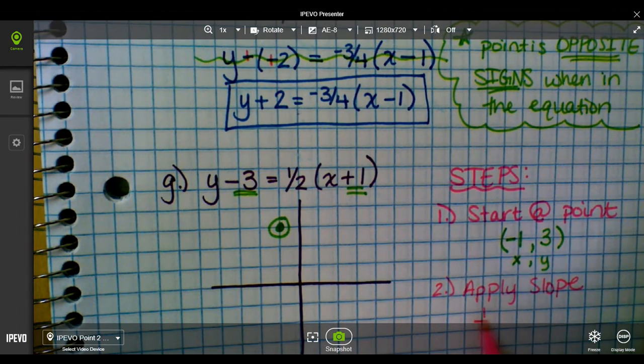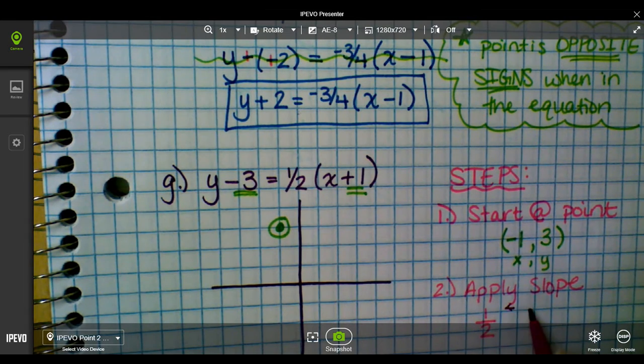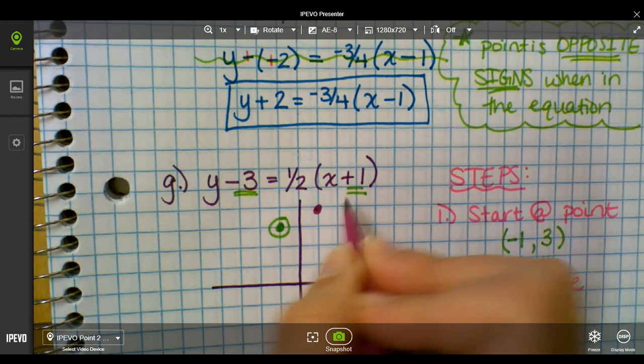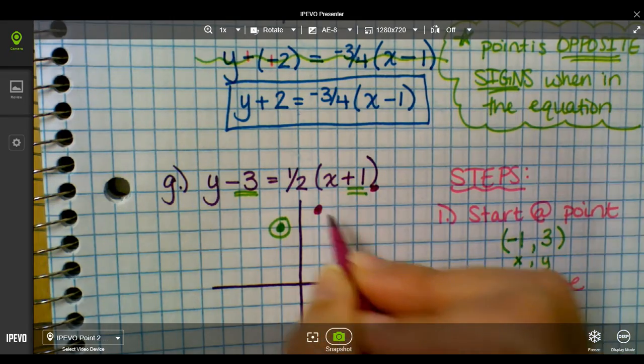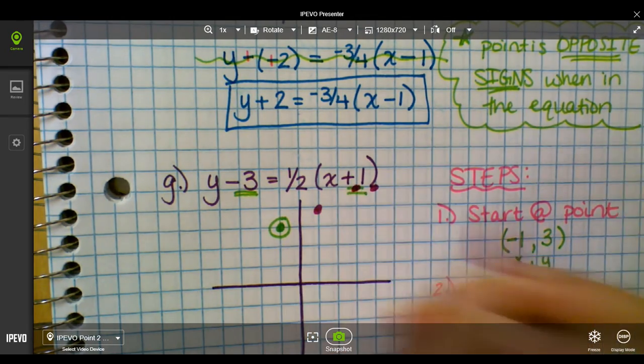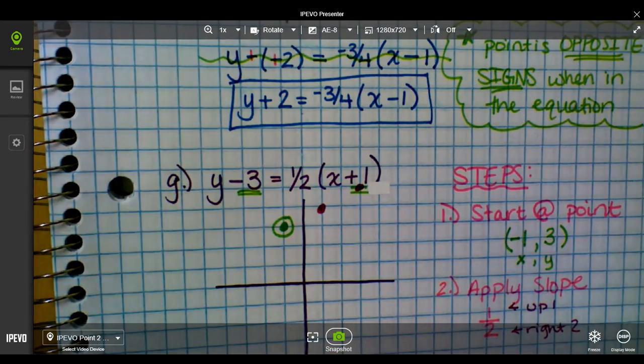And in this case, my slope is 1 over 2, and that still just means up 1 and right 2. So up 1 to the right 2, up 1 to the right 2. Oops, it was supposed to be here. I was like, that doesn't look like a line. I should have paid a little bit more attention.